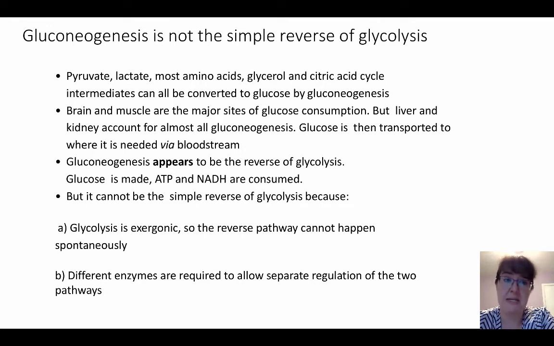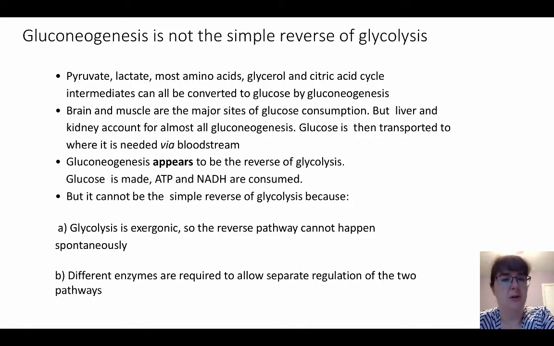There are a variety of intermediates that can be used. We talked about pyruvate, lactate, a lot of amino acids, glycerol, and citric acid cycle intermediates, which can all be converted to glucose by gluconeogenesis. So the body's got a lot of different precursors that it can use.